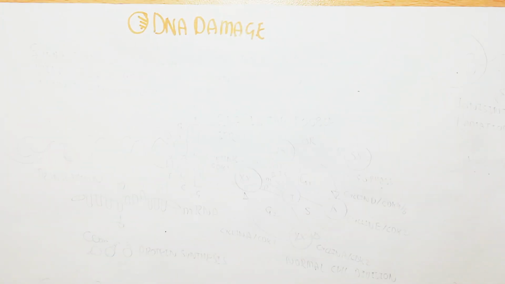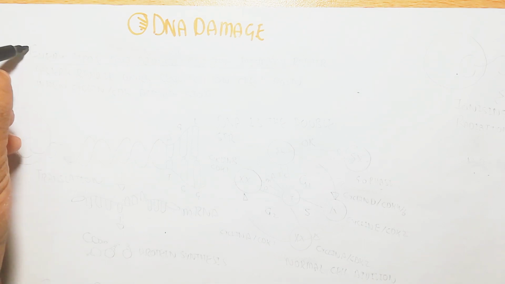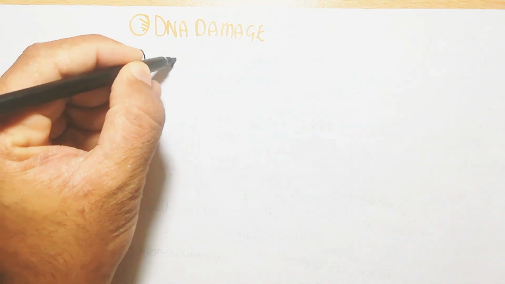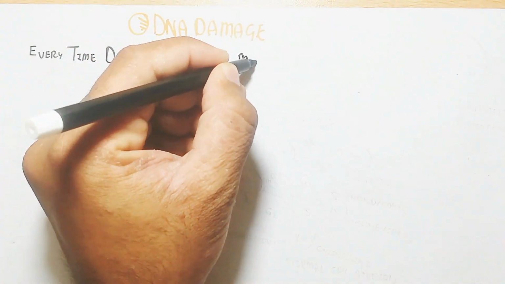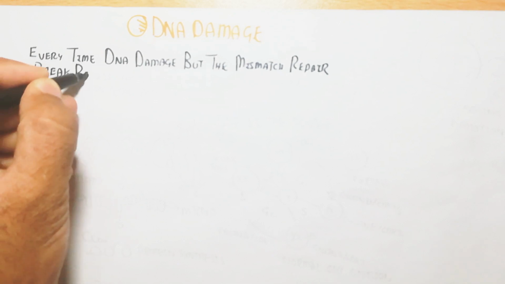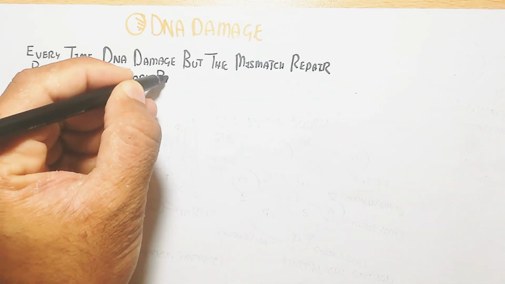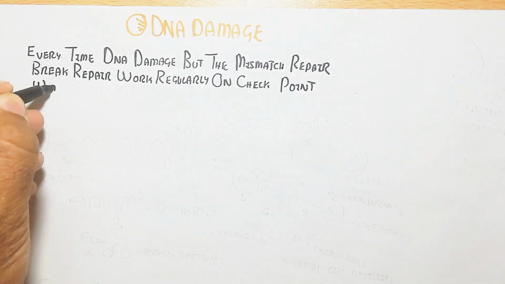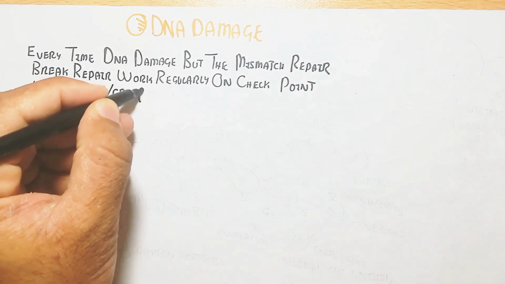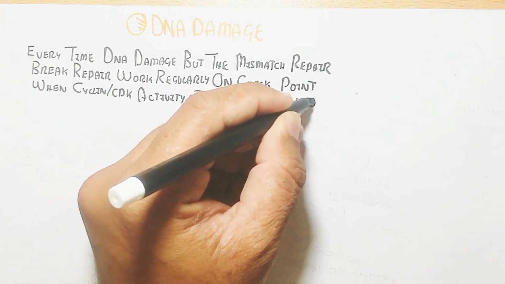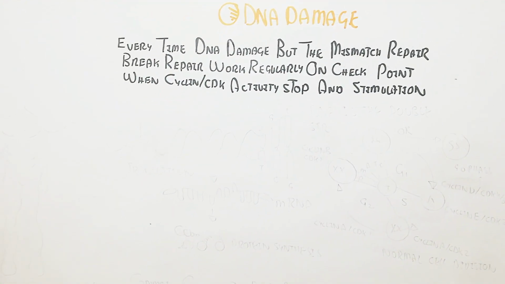Let's understand about that. Basically, mismatch repair works regularly at the checkpoint during cell division, when cyclin and CDK activity stop and stimulate on the basis of requirement. If it does not work correctly, the DNA damage will not be repaired and the progression of cell division will lead to cancerous cell production.